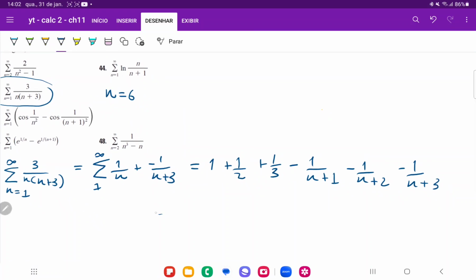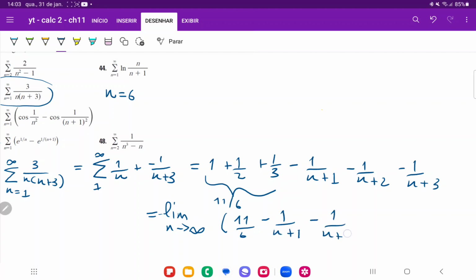So what we're going to do here is we're going to take the limit as n goes to infinity of this whole thing here. So first let's join 1 plus 1/2 plus 1/3. And if we plug that into our calculator, I believe that that's going to be 11 over 6. Let me double check that. Yes, that is going to be 11 over 6. So we're going to take the limit as n approaches infinity of 11 over 6 minus 1 over n plus 1 minus 1 over n plus 2 and then minus 1 over n plus 3.